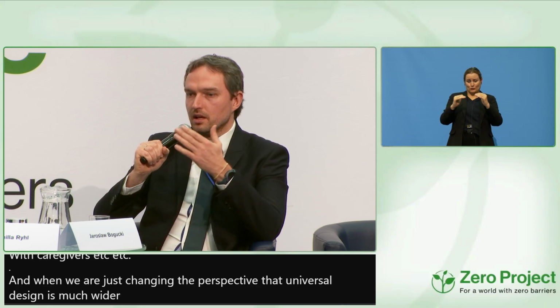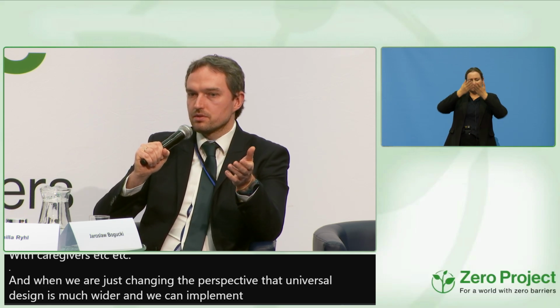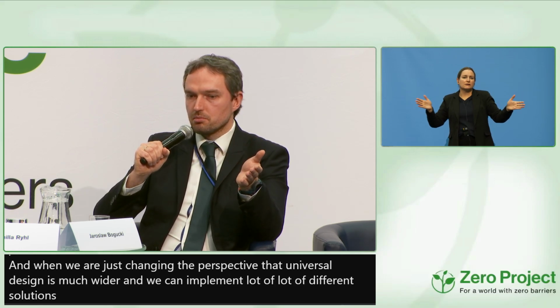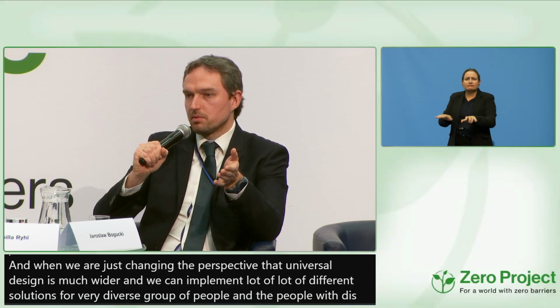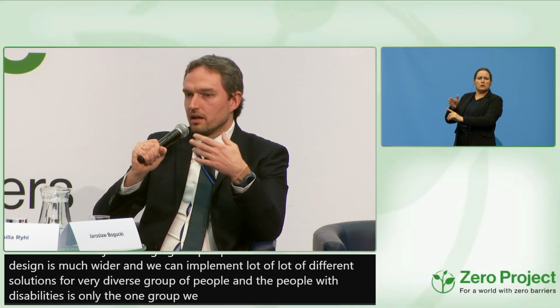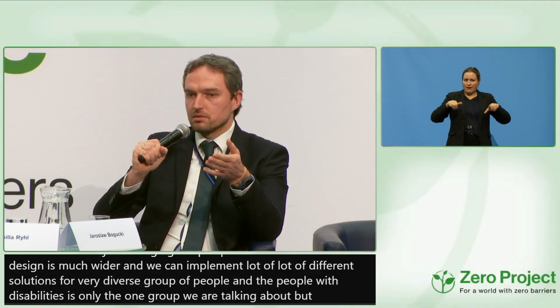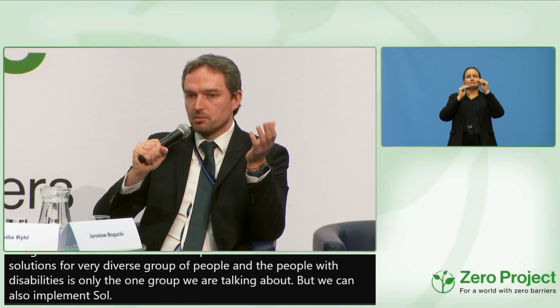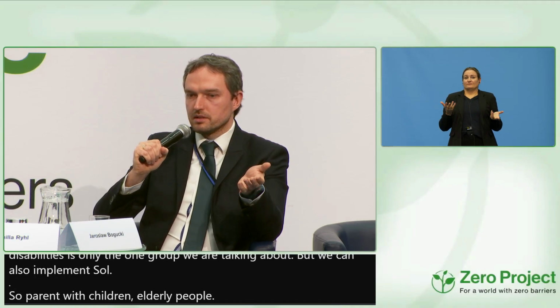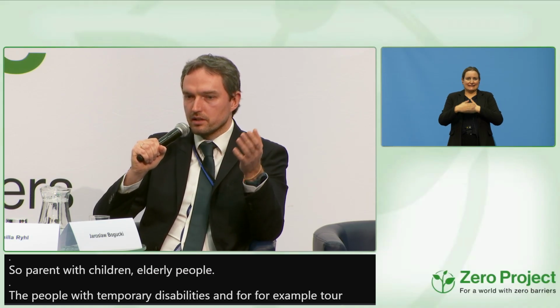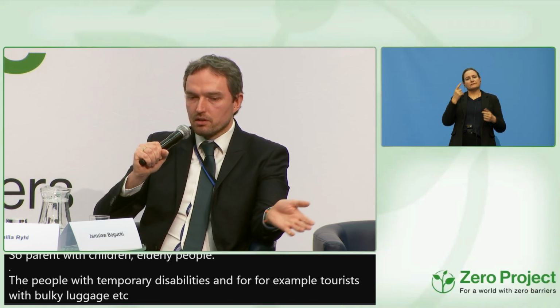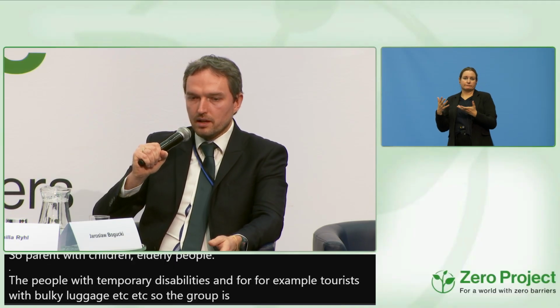And when we change the perspective, that universal design is much wider, we can implement a lot of different solutions for a very diverse group of people, and people with disabilities are only one group we are talking about. But we can also implement solutions for parents with children, elderly people, people with temporary disabilities, and for example, tourists with bulky luggage, etc. So the group is very diverse and very wide.